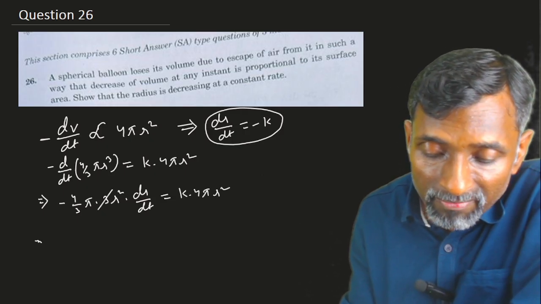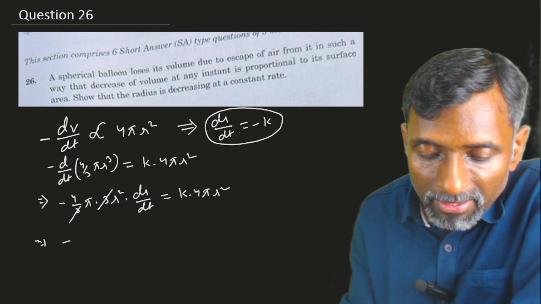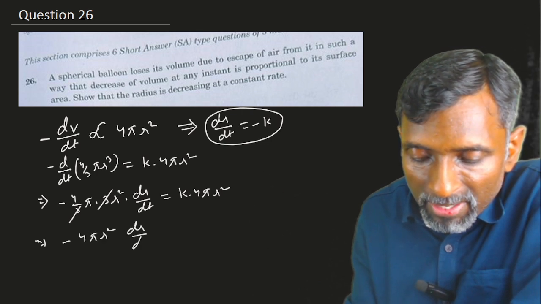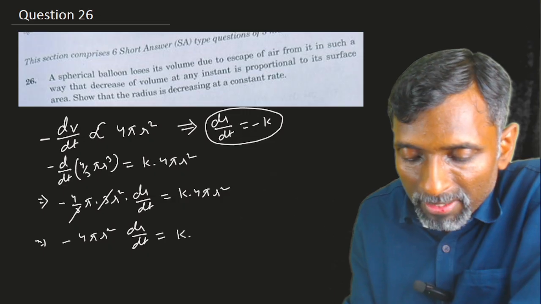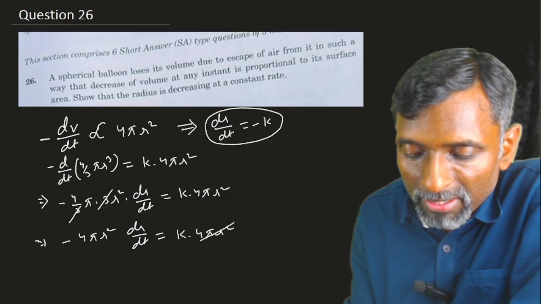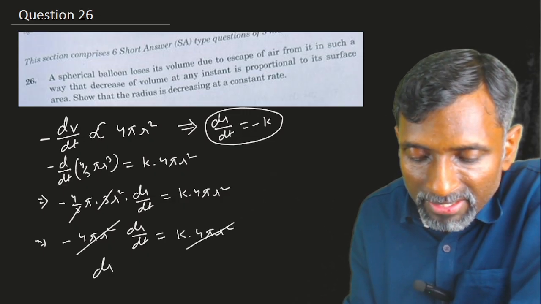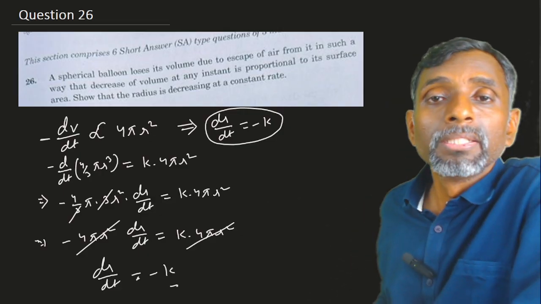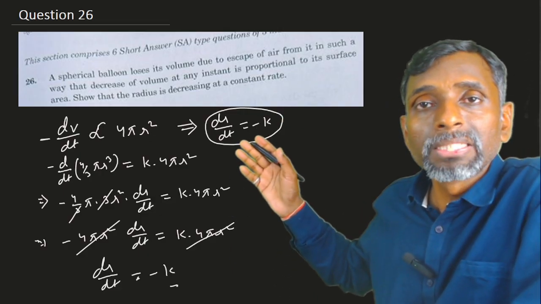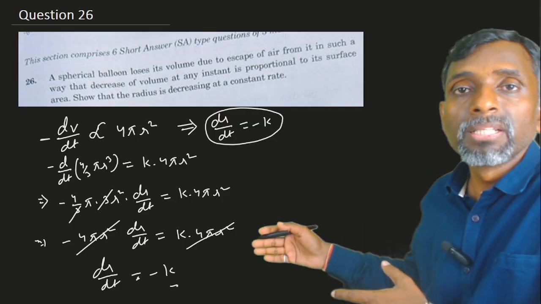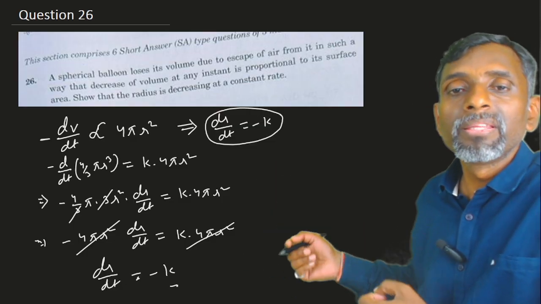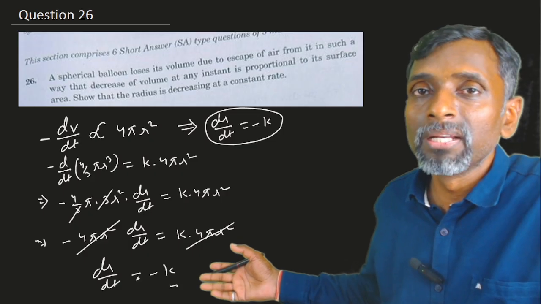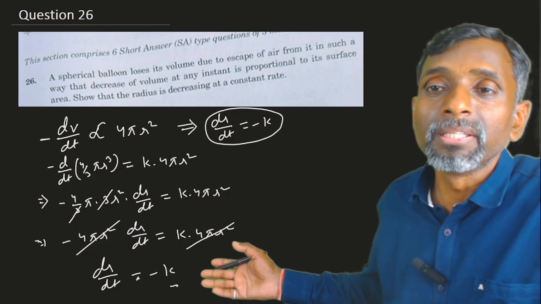Now try to simplify. 3 is cancelled with 3. It is minus 4 pi r square into dr by dt is equal to k multiply 4 pi r square. We can cancel 4 pi r square and dr by dt is equal to minus k. We got the answer. So we got dr by dt is equal to minus k, meaning we can say the radius of this spherical balloon decreases at a constant rate. Constant means what? k. And the minus sign represents decrease, right?